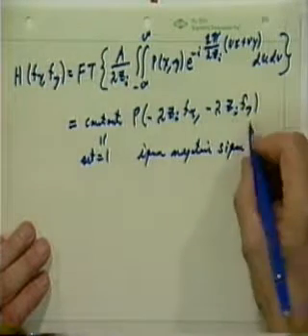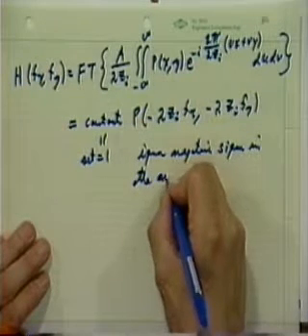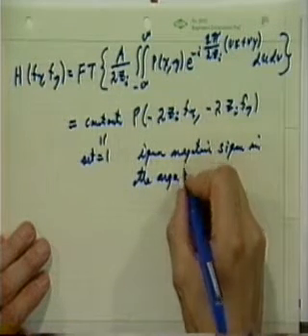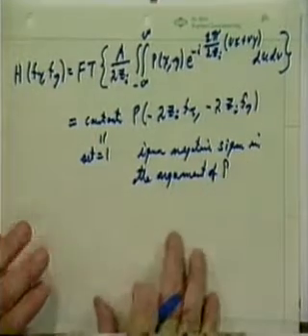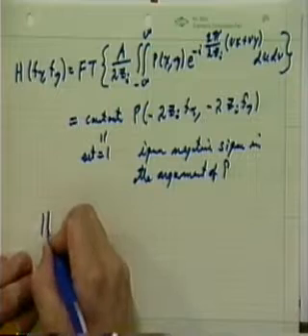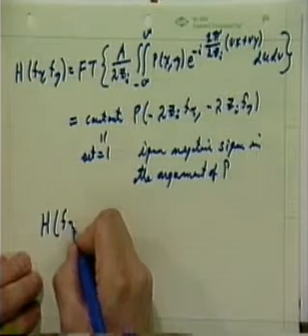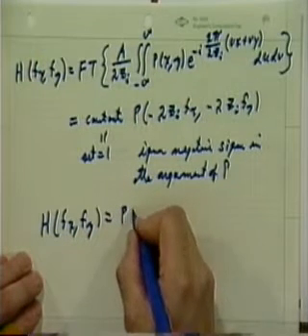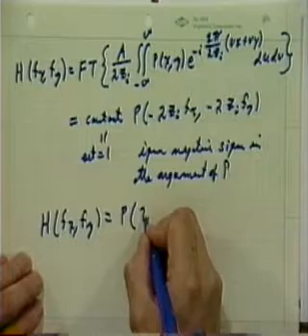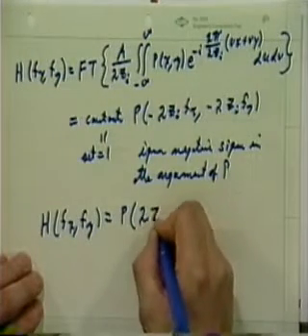So ignore these negative signs in the argument of P. Okay. And what we have here is that the coherent transfer function is simply equal to the pupil function here. And we have to maybe mess around a little bit to get the units right.